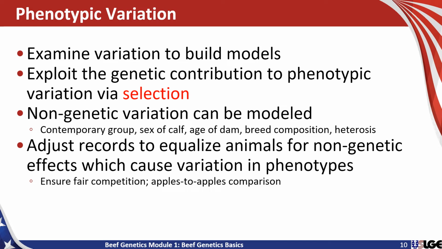Our goal then is to adjust records to equalize animals for non-genetic effects, which cause variation in the phenotype. The idea here is to ensure fair competition. We want to make an apples to apples comparison. So reducing or modeling variation that's associated with known factors enables that fair competition.